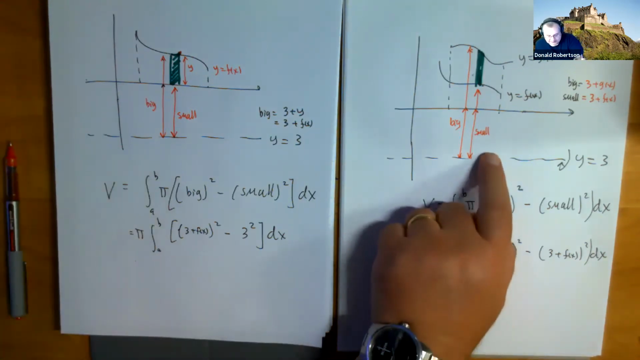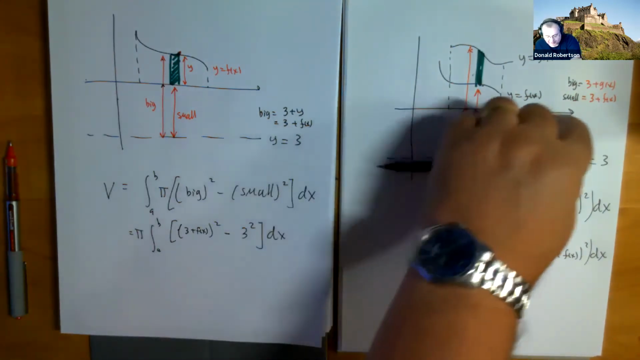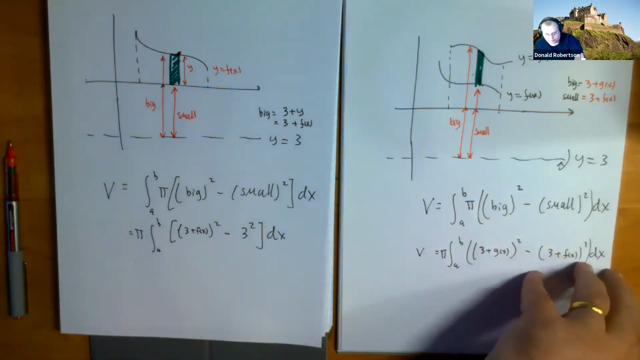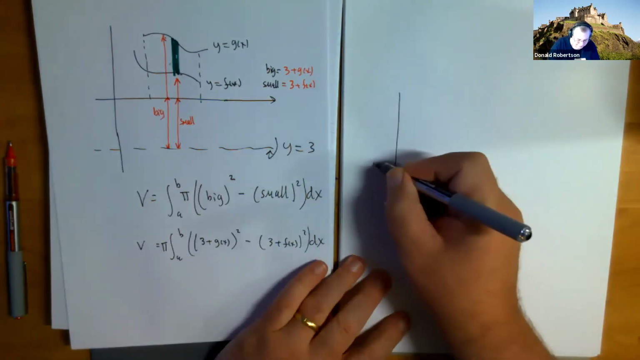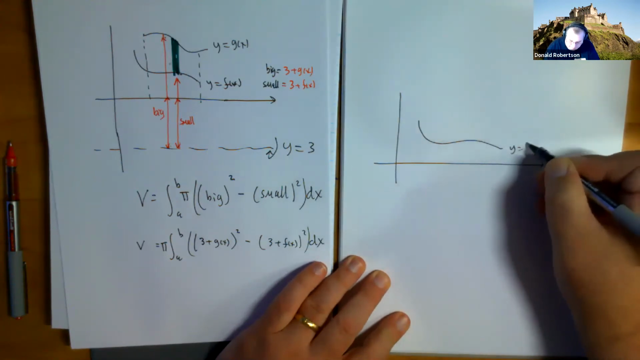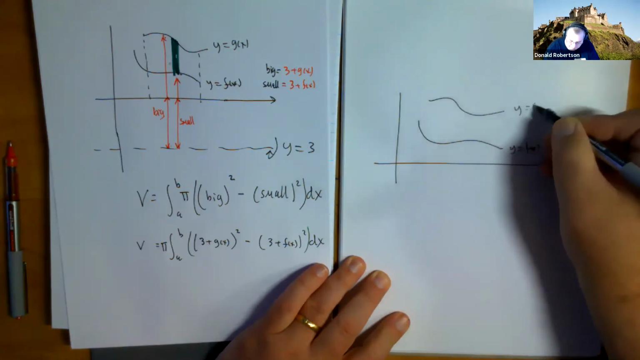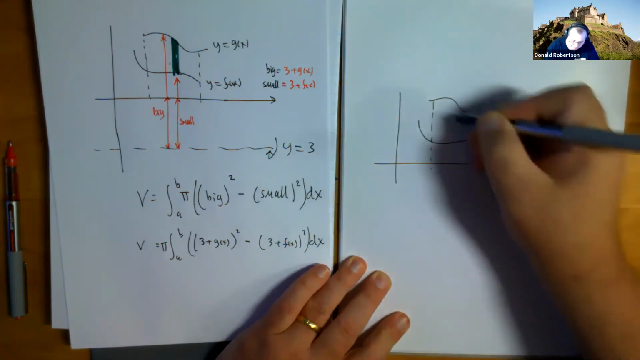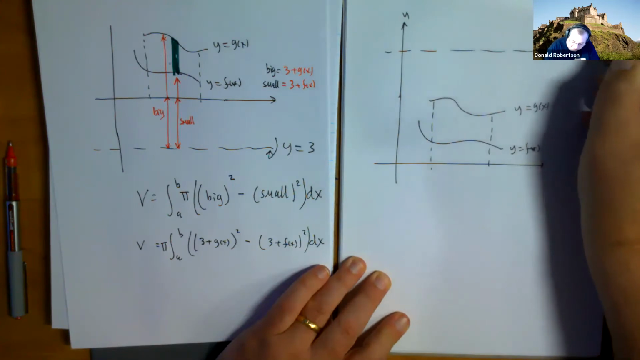Now, in each of these two cases, I have put the axis of rotation parallel to the x-axis, but I've put it below the region. So what's going to happen if I take that same picture, there's my y equals f of x, there's my y equals g of x, and I start here and finish here, but I rotate about a line that's way up here.